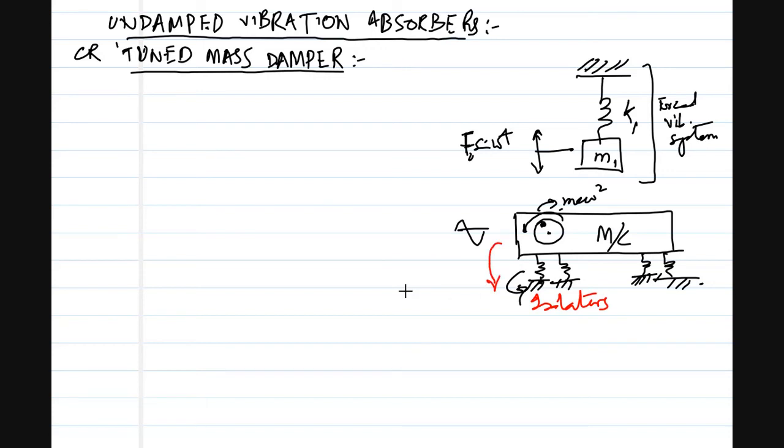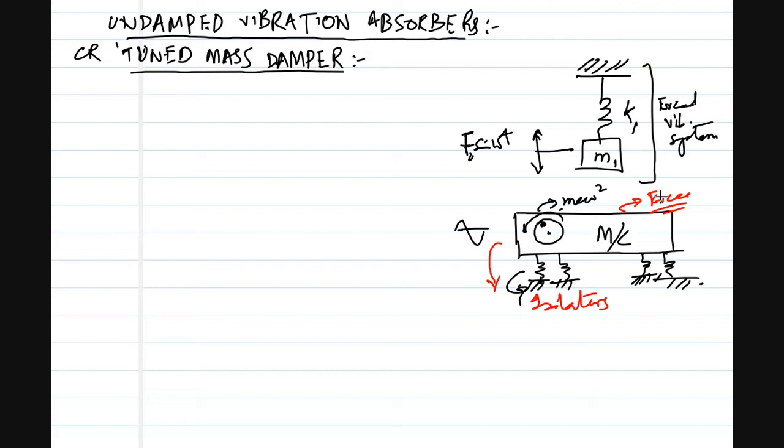Now, in some applications you can't remove the source of the force, as I told you before. One example is hammering in a cement plant. It's very difficult to reduce those vibrations, and in other applications like engines you can't reduce the vibrations because there are unbalanced forces.